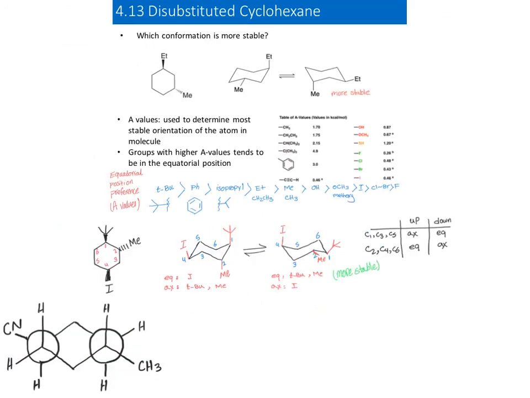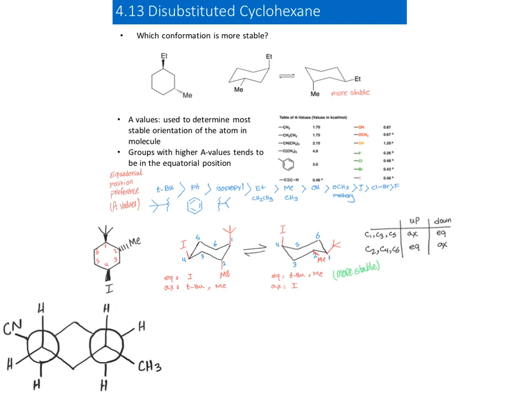Let's look at another example here. Sometimes you may see a Newman projection and the question is asking you to convert it to the chair conformation. So one way is to make the model and rotate the molecule in space to see a chair conformation and draw it as you can see it. However, if you don't want to use a model, there is an easy way to do it.